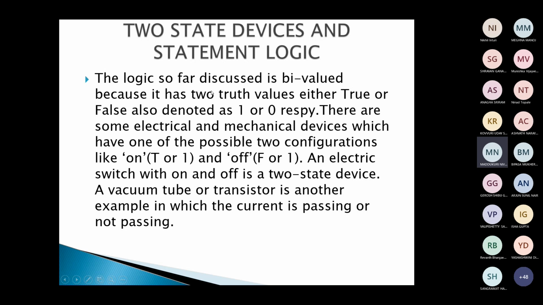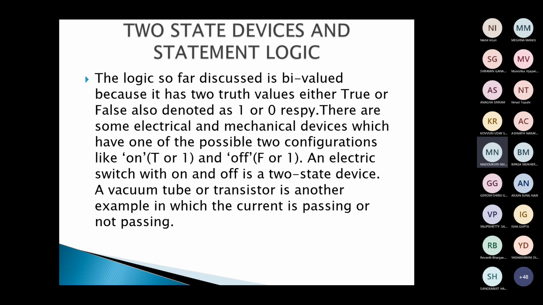So the logic discussed so far is bi-valued because it had two truth values, either true or false. So there are some electrical and mechanical devices which have one of two possible configurations, like on and off. Either the switch is on or off.